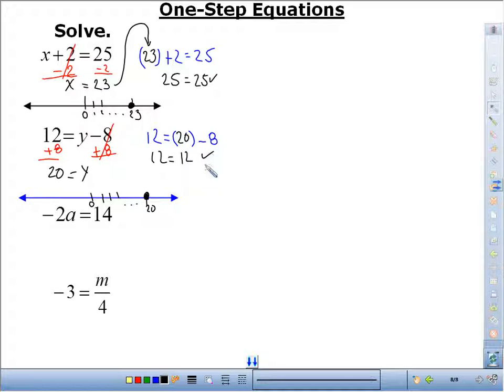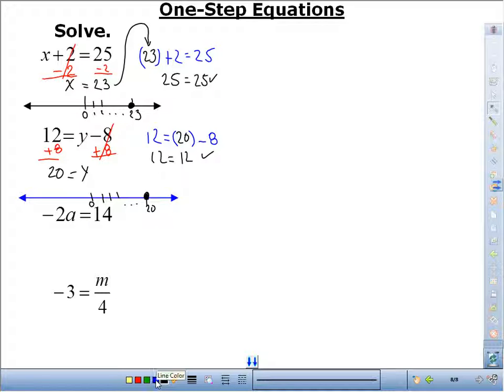Now, why is this so efficient? Because when it comes to the homework and when you're doing independent work, if you just work out the equation and you don't check it, you're probably going to get it wrong when we start getting into multi-step. So make sure you check your answer. Okay, so do this one together.